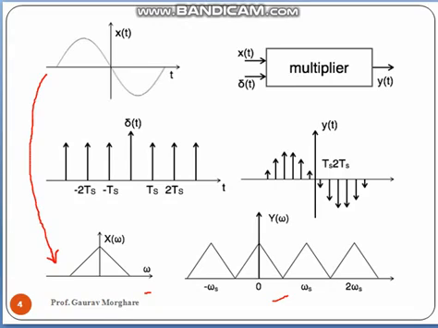Now we know that the train of impulses delta(t) has the same Fourier transform. That means if we convert this delta(t) signal into the frequency domain, the resultant will be the same. Please remember this term. So now what we are going to do, we are multiplying this X(omega) with the delta(omega). Delta(omega) is similar to delta(t). So the result will be this signal.